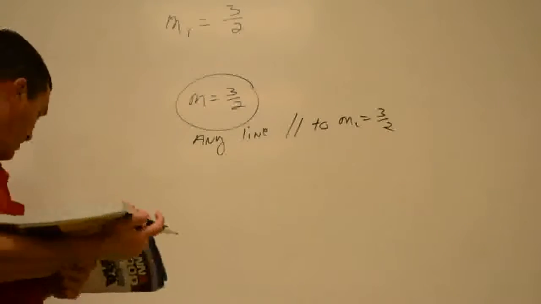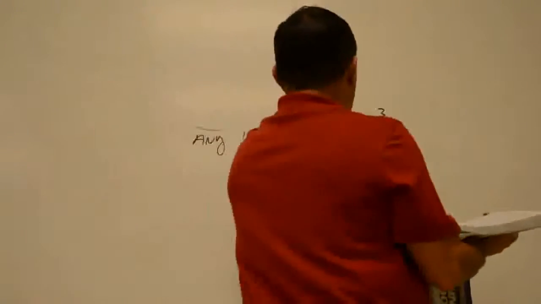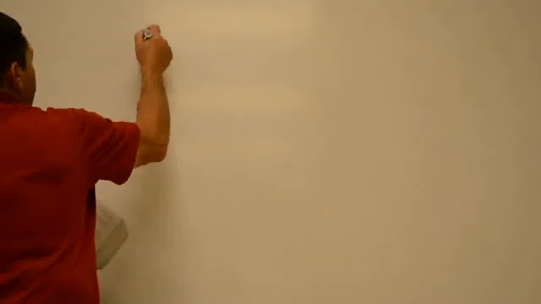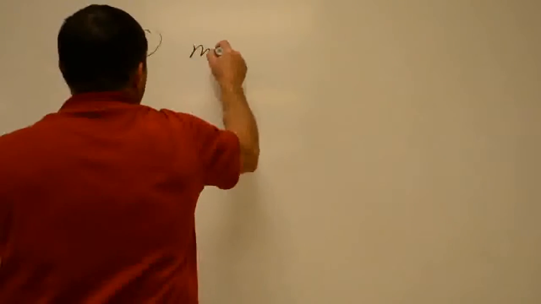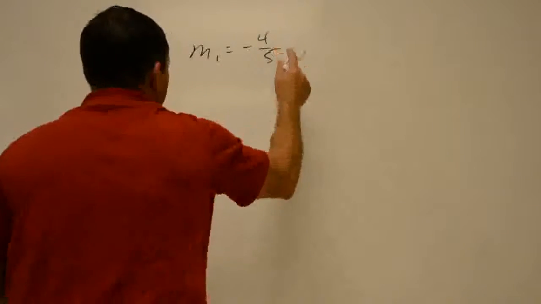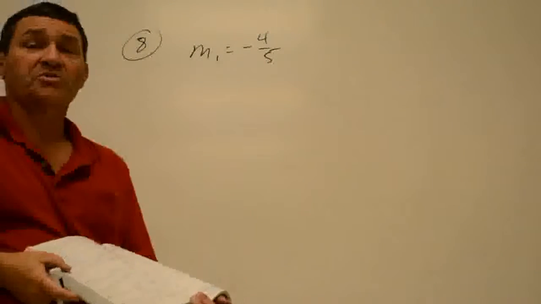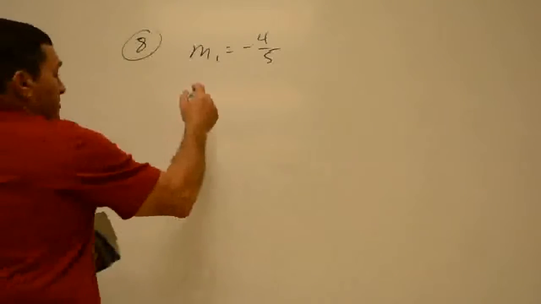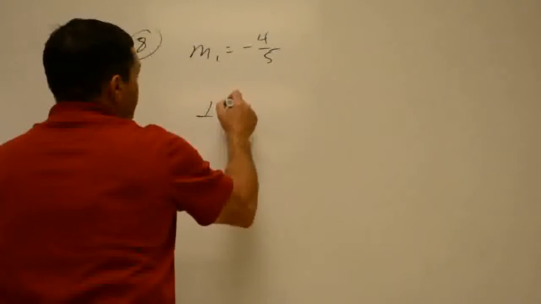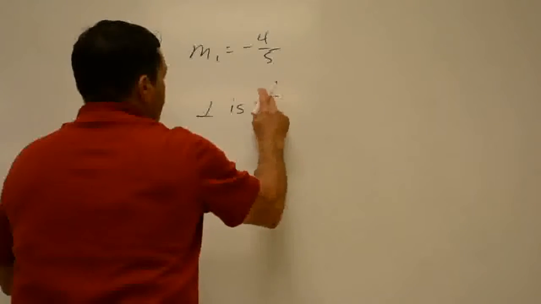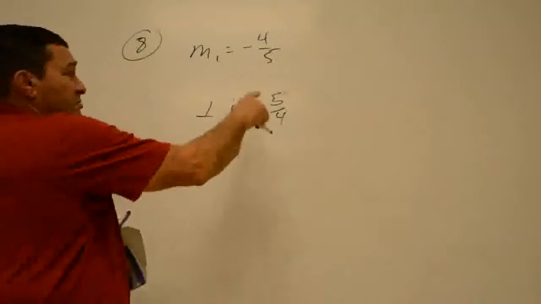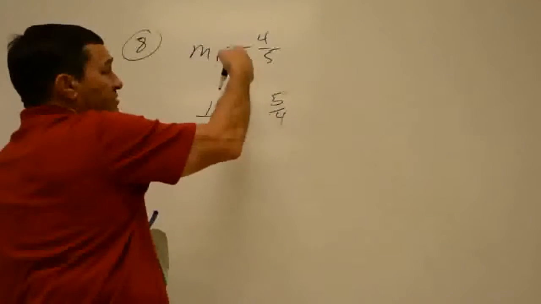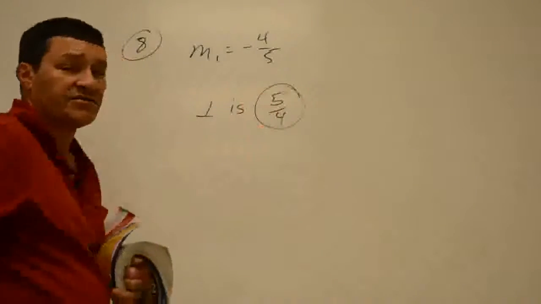Question 8. Similar. That was number 6. Number 8, you're given that the slope of a line is negative 4/5, and you're asked, what is the slope of any line perpendicular? The slope of any line perpendicular is positive 5/4. It's going to be the negative reciprocal of that fraction. Just flip it upside down and change the sign. 5/4 is your answer.